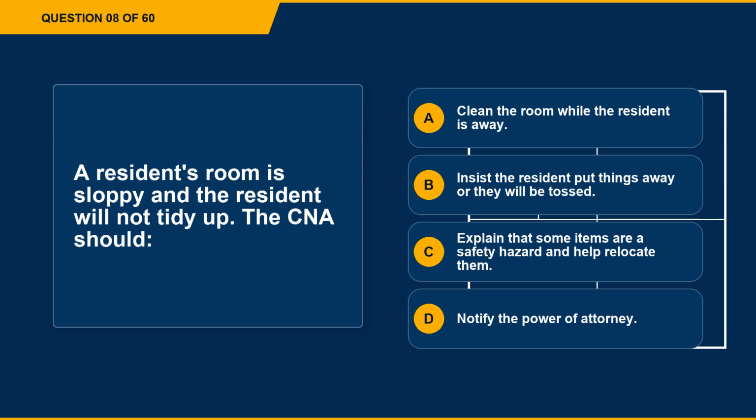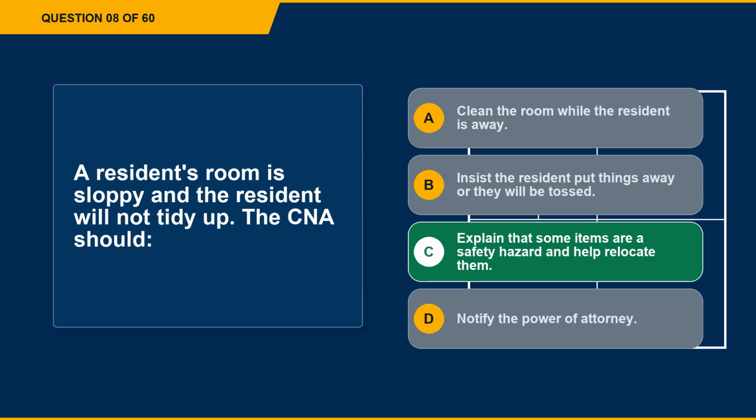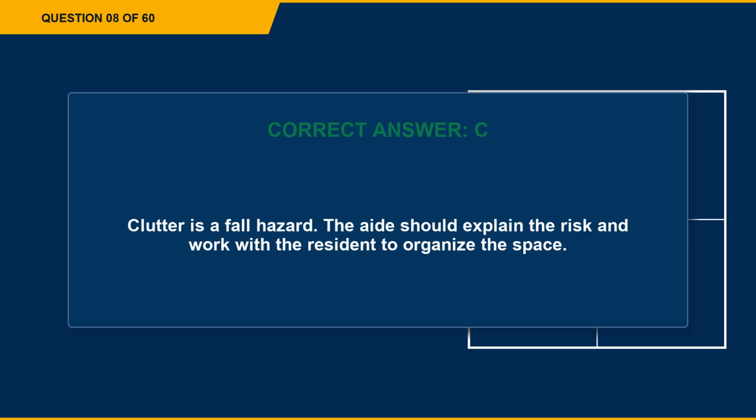Question 8. A resident's room is sloppy and the resident will not tidy up. The CNA should. Option A. Clean the room while the resident is away. Option B. Insist the resident put things away or they will be tossed. Option C. Explain that some items are a safety hazard and help relocate them. Option D. Notify the power of attorney. The correct answer is option C. Explain that some items are a safety hazard and help relocate them. Explanation. Clutter is a fall hazard. The aide should explain the risk and work with the resident to organize the space.